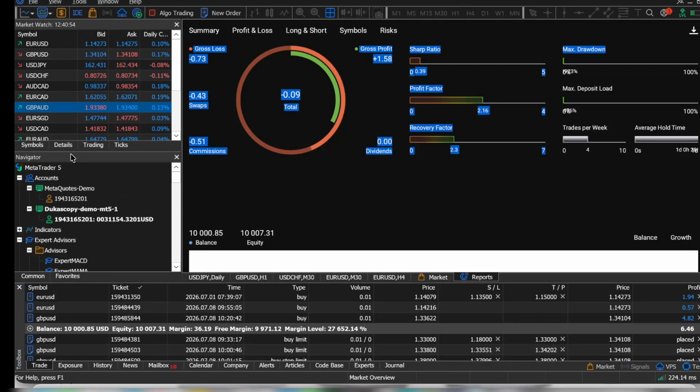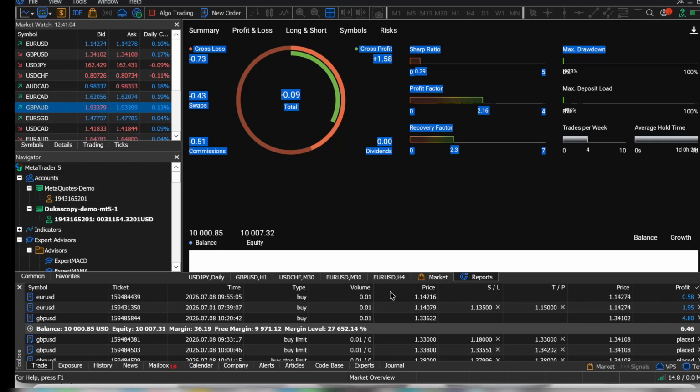Now, within this Toolbox panel, locate the Trade tab and click on it. This tab is your go-to section for details about all your open positions. It consolidates vital information that helps you assess the status of your trades at a glance. In the Trade tab, you'll see a list of your open positions. For each position, several details are displayed.